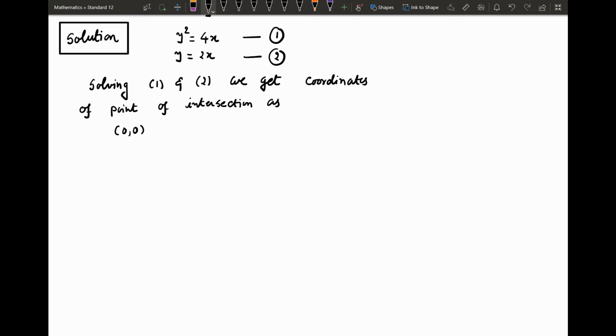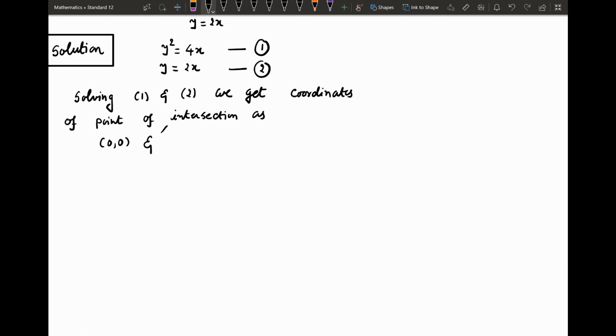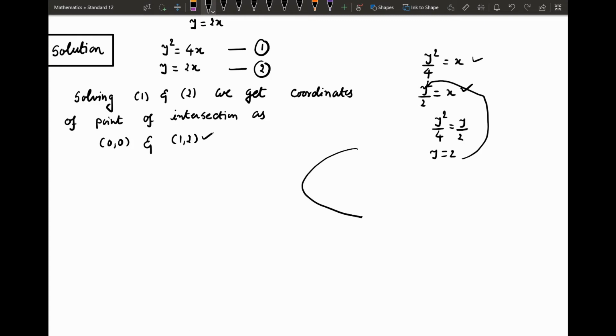0, 0, and another will be 1, 2, because y square equal to 4x is from equation 1, and from the other equation y by 2 equal to x. Comparing both x, y square by 4 equals y by 2. So the y coordinate will be 2, and if we put it here, x will be 1. So the second point is 1, 2.